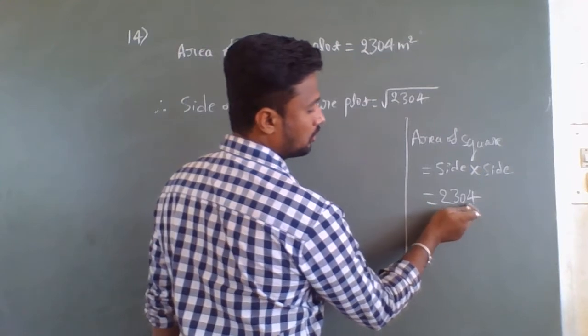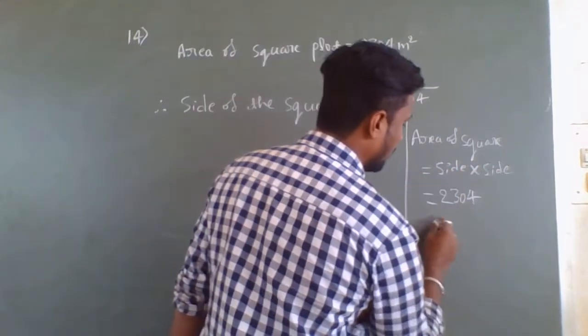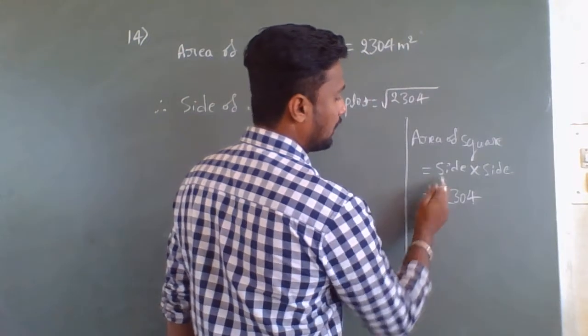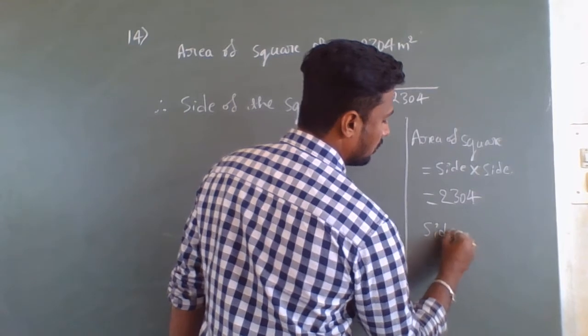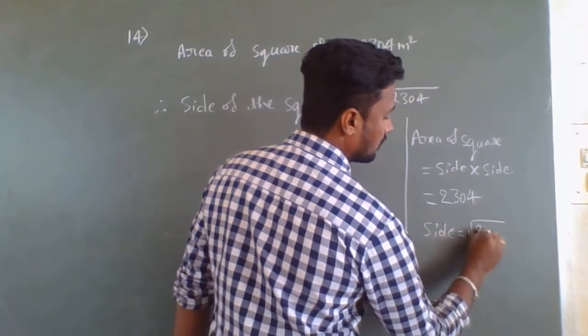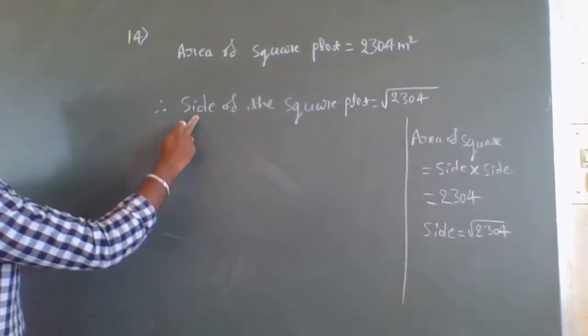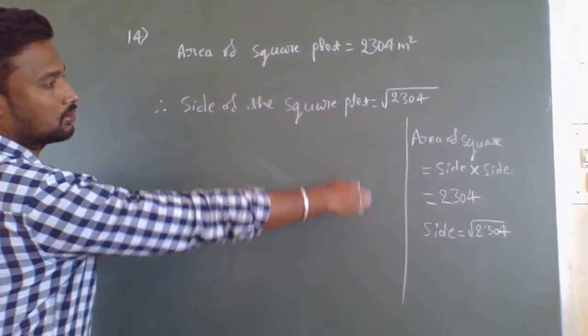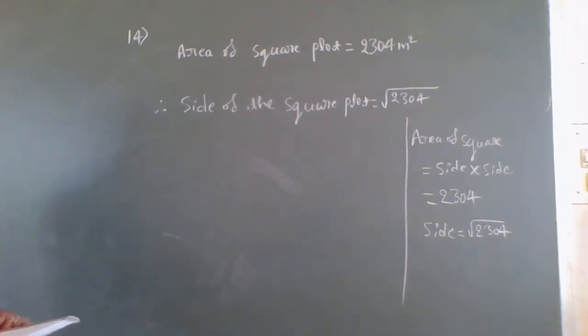So this 2304 is the product of side into side. Now to get the length of one side, what you can do is take the square root of this 2304. Here they have written side of the square equals square root of 2304. So now we have to find out the square root of 2304 by using the division method.